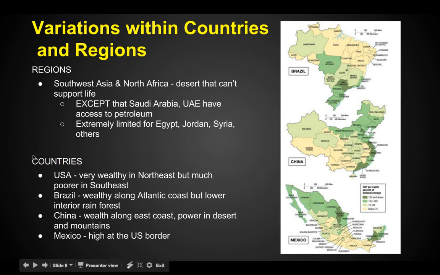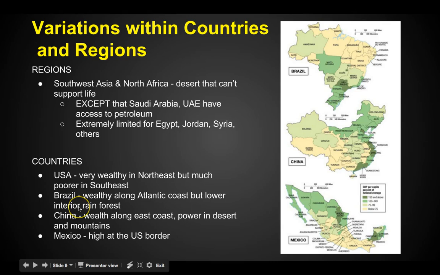Variations within countries. You look at the United States and you think we're pretty wealthy and developed, which we are, but there's still variation. We're very wealthy in the Northeast, but much poorer in the Southeast. You think about back through the course of our history, why might that be? Well, the Northeast developed a lot faster. They had industry. Think about the Civil War. What happened? We've got plantations and industry built on agriculture. That was devastated because we didn't have industry like the North did. That still kind of continues to this day.